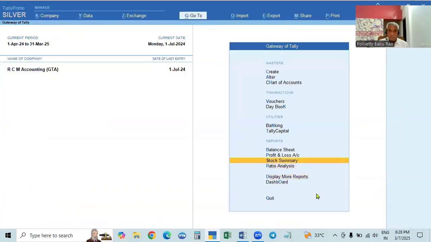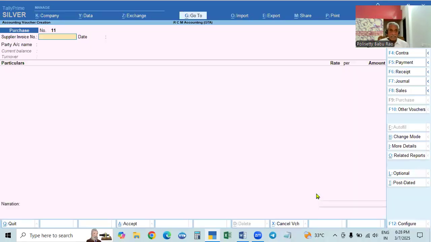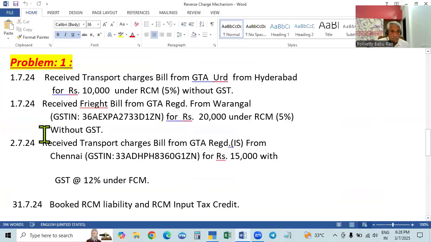Then you will take up another, second transaction. The second transaction is also on the same date. Again, we received a bill from a registered GTA. The earlier one was unregistered. This one is registered, from Warangal, meaning the same state. Registered from Warangal, 20,000 rupees under RCM. So for this also, RCM is applicable for registered and unregistered. If they select 12% only, RCM is applicable. So registered will be taken up.